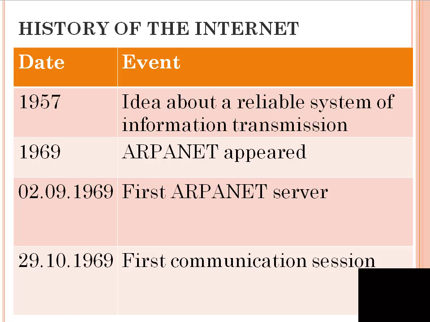For instance, the history of the Internet has its starting point in 1957, with the idea of a reliable system of information transmission. In 1969, ARPANET appeared, and it was created only for extremely military purposes. The first ARPANET server was then used as an information system. On 29th of October in 1979, the first communication session took place.